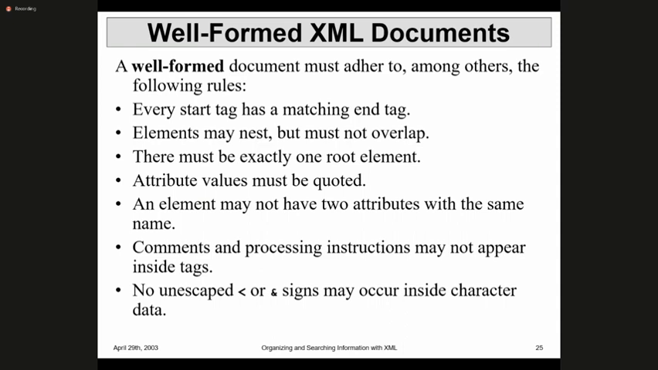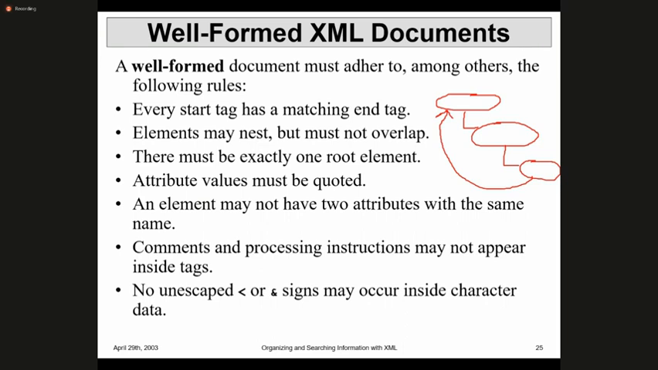So as an example, here you are having the book, right? Inside the book you are having author, and inside this author again you are having the book. That means it goes here again, right? So this overlapping should not be done, right? There must be exactly one root element.